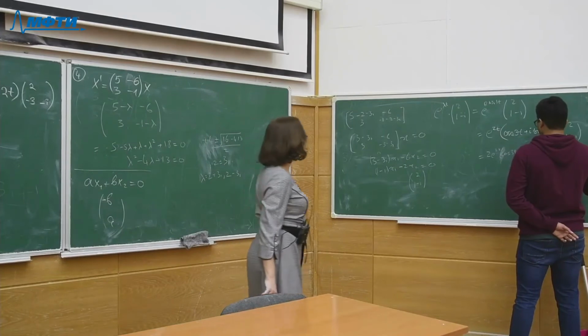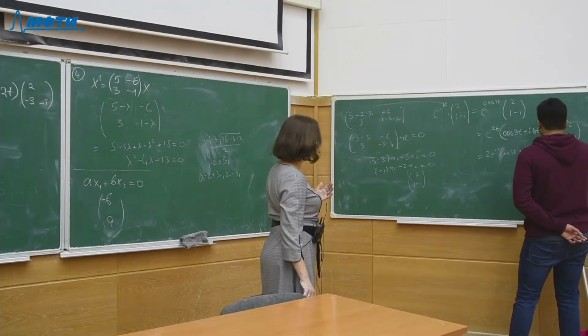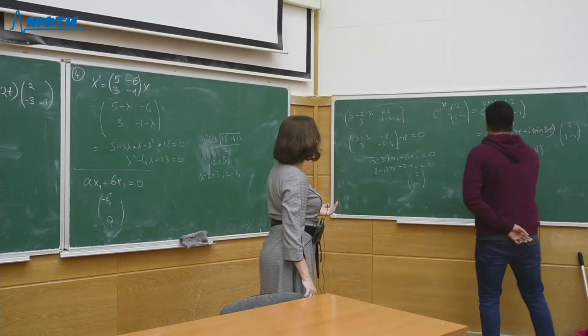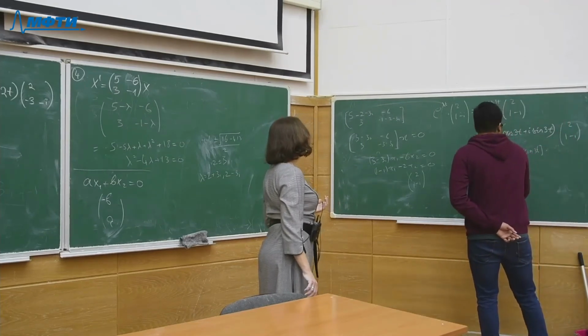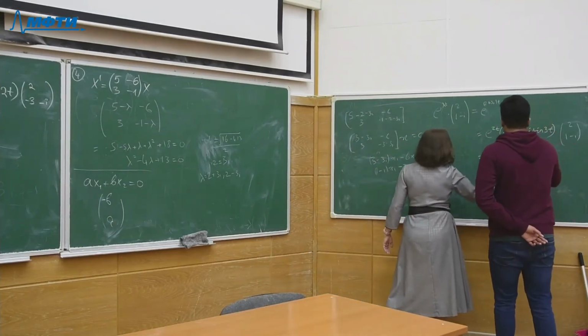What does it mean? So it must be a vector. A vector. It is a vector. And it must be i. So i sine 3t. Okay.